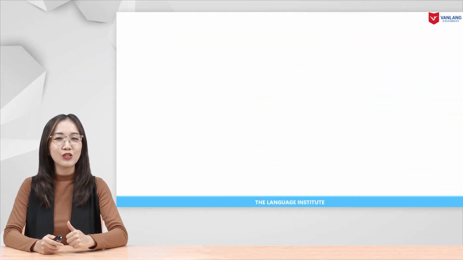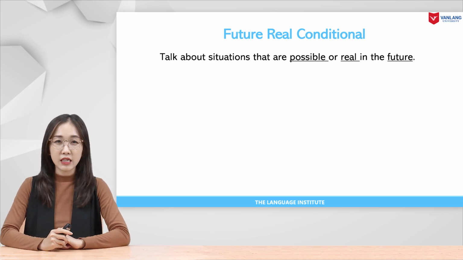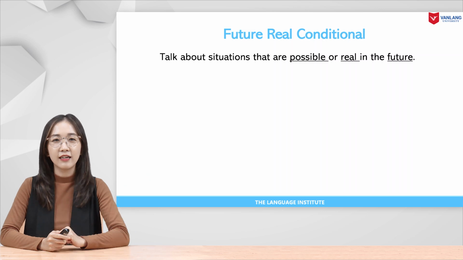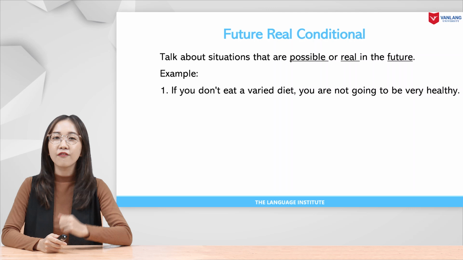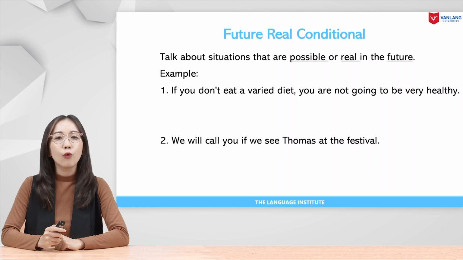Alright, now let's move on to the second type, future real conditional. We use future real conditional to talk about situations that are possible or real in the future. For example, 1. If you don't eat a varied diet, you are not going to be very healthy. And 2. We will call you if we see Thomas at the festival.